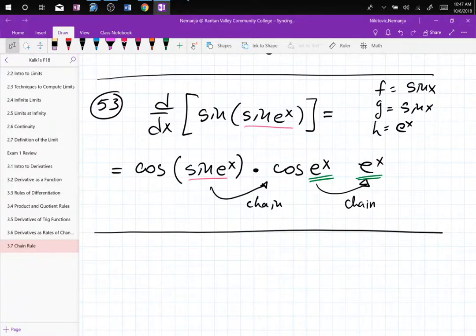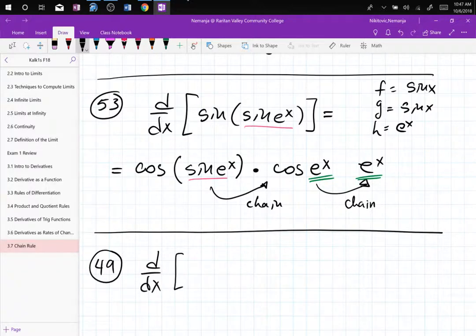So since you want another nested case, you're going to love 49. Find the derivative of the square root of 1 plus cotangent squared x.